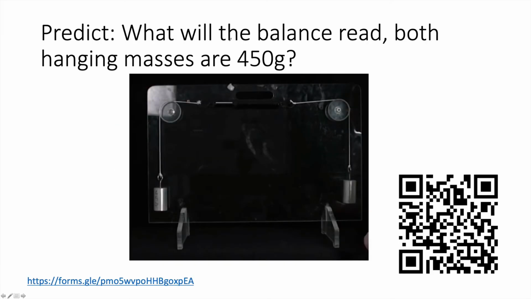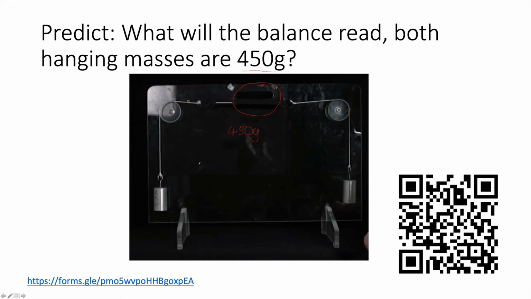So here we're asked to predict what the balance will read. Both these hanging masses on either side are 450 grams and the scale is here. So it reads off a mass in grams. So have a quick think about what you think it's going to read. Okay, well in fact it reads 450 grams.